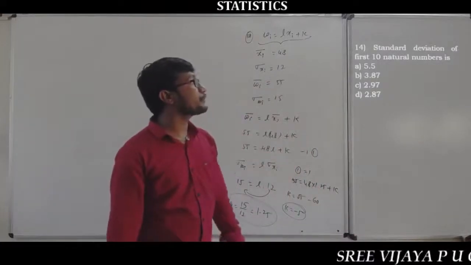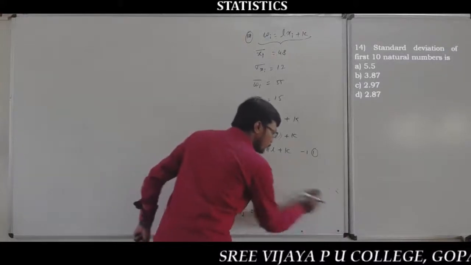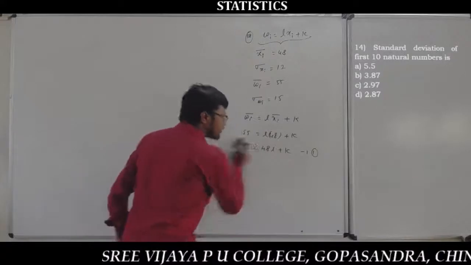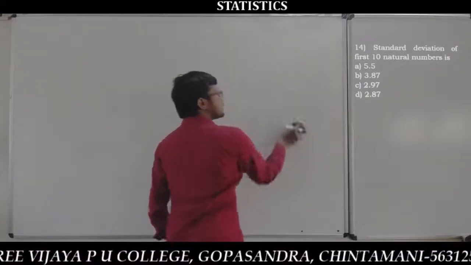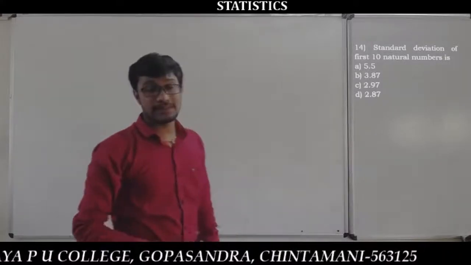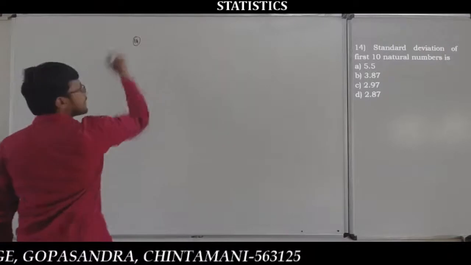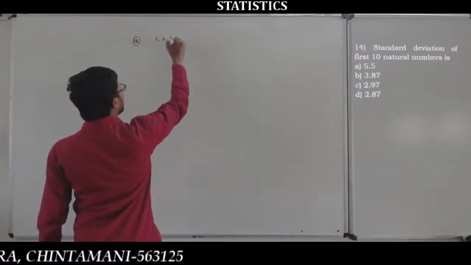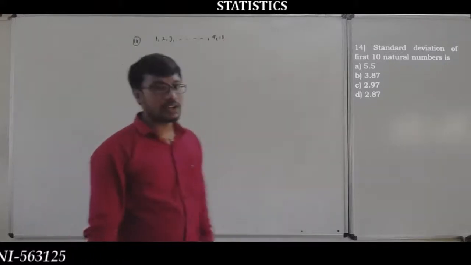Standard deviation of the first 10 natural numbers. If you find the variance, you will get the standard deviation, right? So what is the variance for the first n natural numbers? I already explained the variance formula. Here how many natural numbers are given? The first 10 natural numbers, right? So 1, 2, 3, and so on, 9, 10. So there are 10 natural numbers.